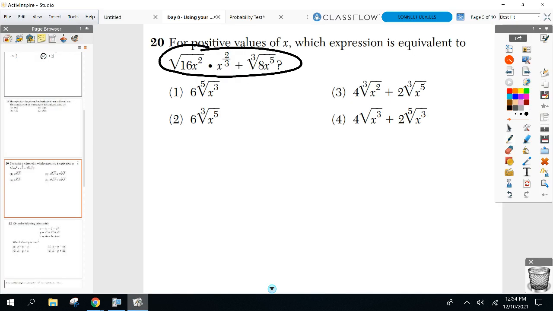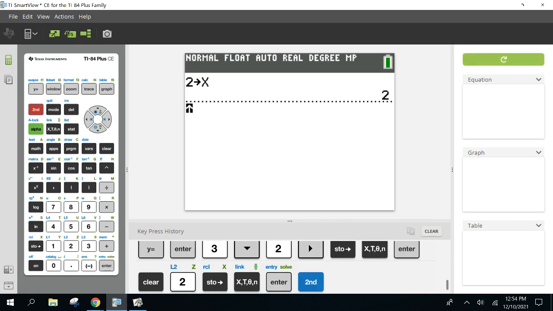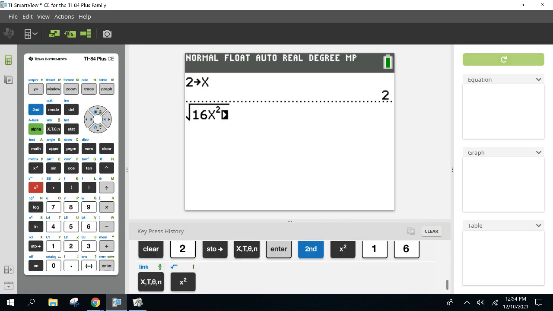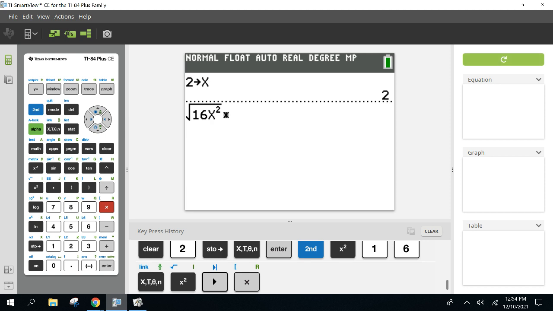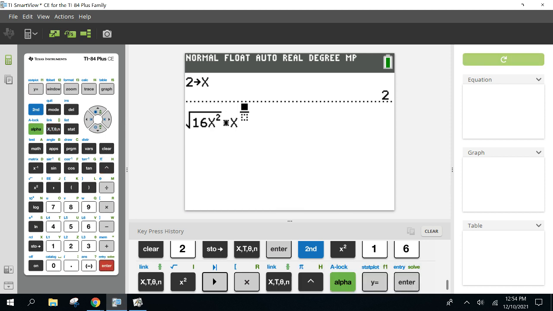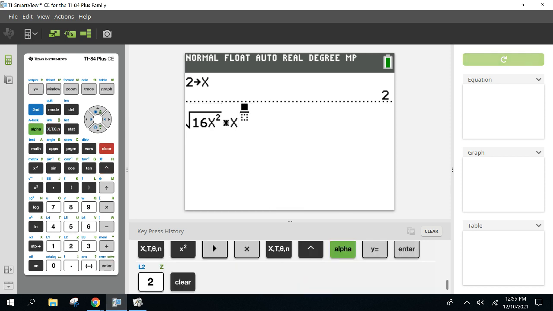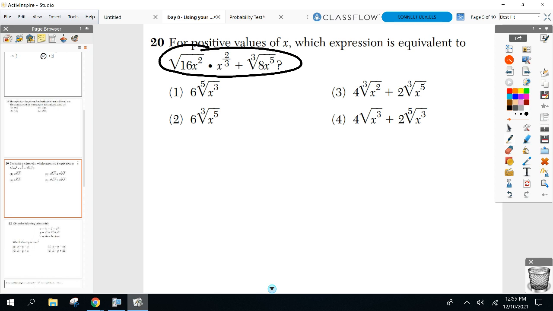All right, let's see what the original is equal to. Can we all type in 16x squared confidently? Let me know if you can't. 16x squared times, are we all confident with x to the 2/3? Okay, times x raised to the 2/3, and then I got a plus sign now. Now here's where maybe you don't know where to go. How do I do that little cube root button? How do I do that cube root?